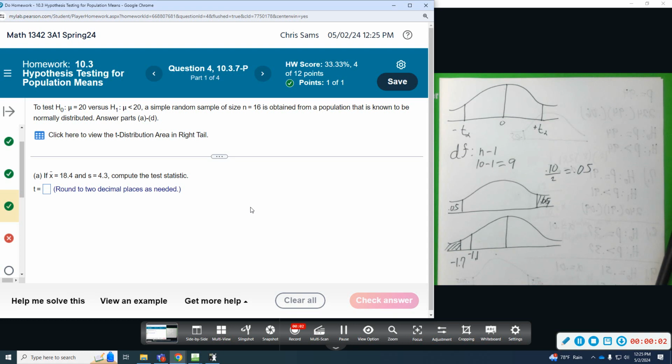Number 4, we want to test the null hypothesis that the mean is equal to 20 versus the alternative that the mean is less than 20. Simple random sample of size 16 obtained from a population that is known to be normally distributed. Part A, we want to find the test statistic.